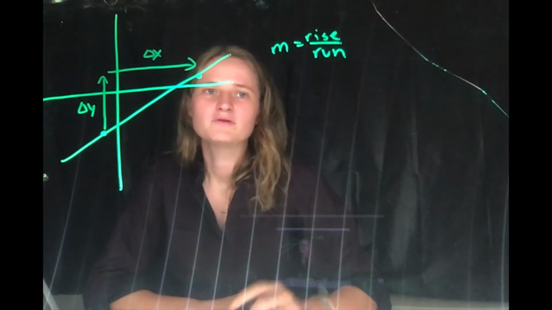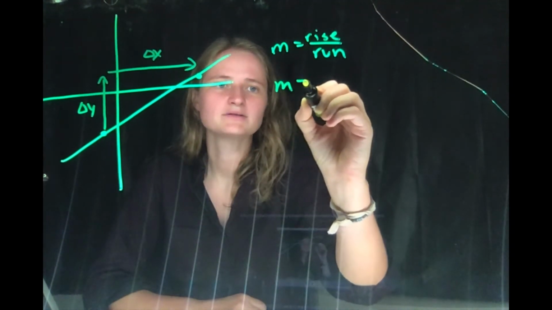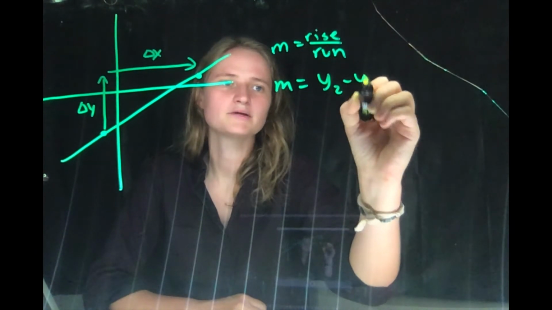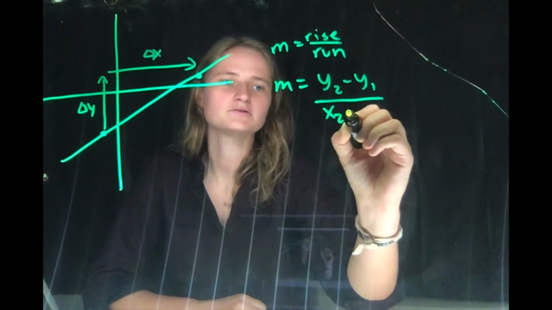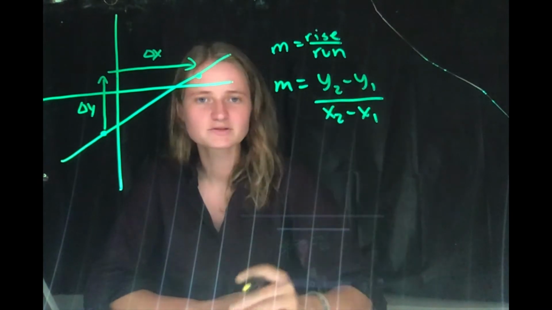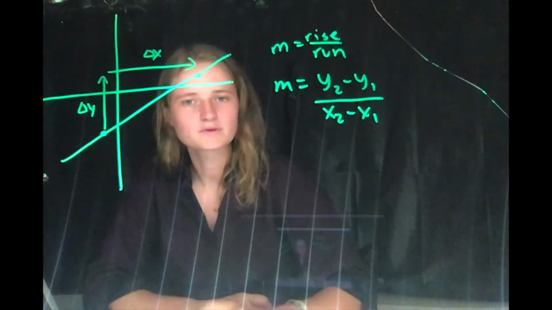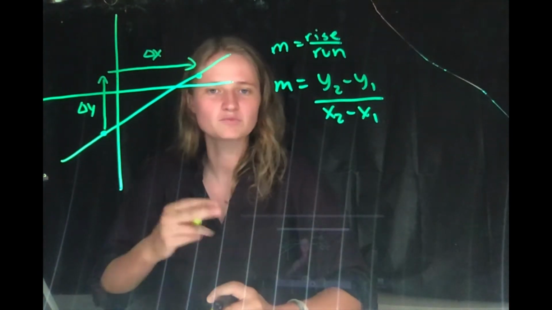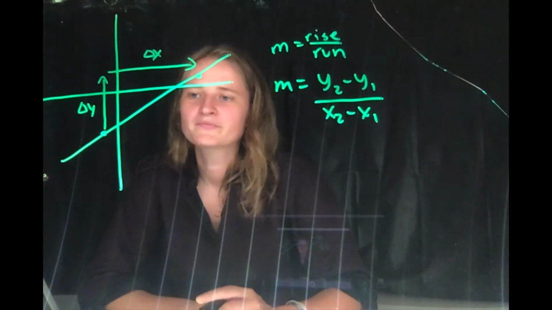So the equation that we use to do that is y2 minus y1 over x2 minus x1, where y2, x2 is a point on the line and y1, x1 is another point on the line. So you need two different points to calculate the slope.